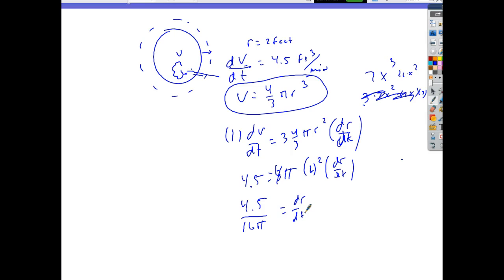And what are my units for this? We just found the rate at which the radius changes with respect to time, right? What's it measured in? Feet per minute. I can either decimalize that or turn that into 9 feet over 32 pi per minute.